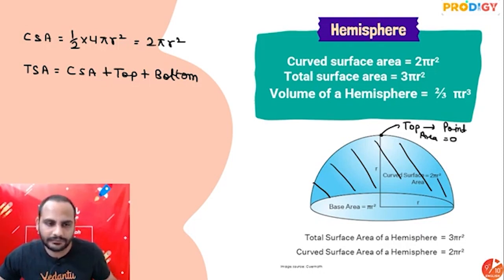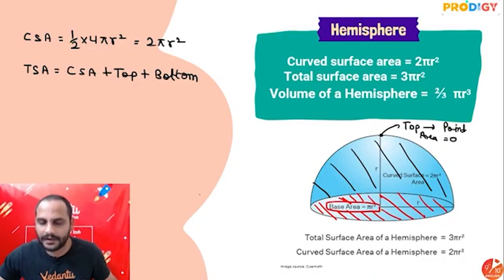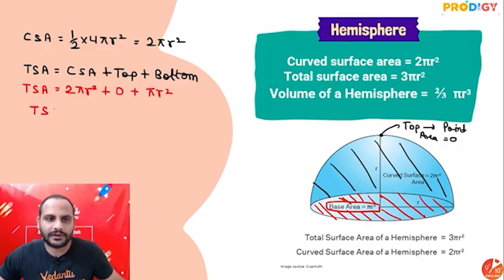What about the bottom? The base, if you see, is a circle. The base of a hemisphere is a circle, and that is why its area will be pi r square. So putting these values in, CSA is 2 pi r square, top's area is 0, bottom is pi r square, which will give you your TSA as 3 pi r square.